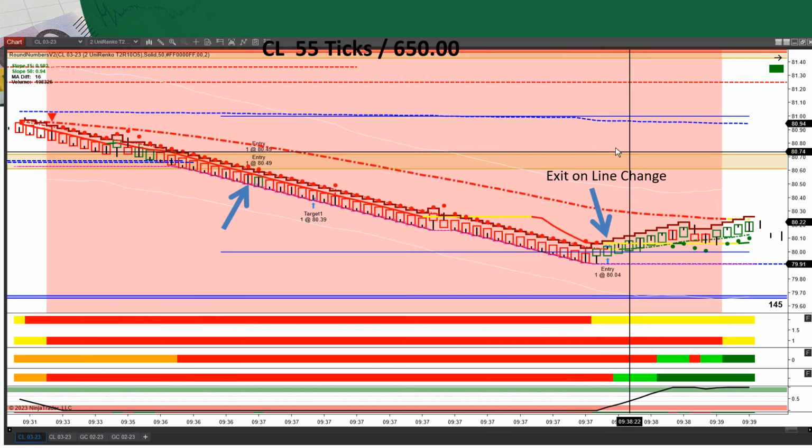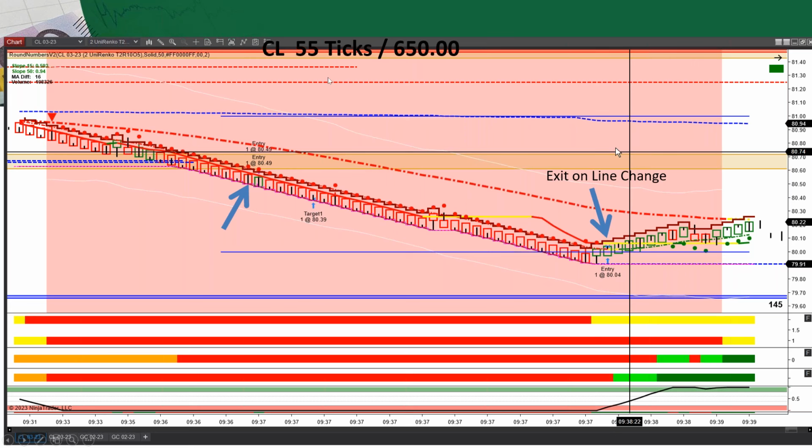So here's the trade that I took on CL. Now, the market came down, got this pullback candle here, really fast pullback. Then I got another pullback. So I entered the trade on the pullback candle. My first profit target is 10 ticks. So CL is $10 a tick. That's $100. My second profit target, exit on line change, was 55 ticks.